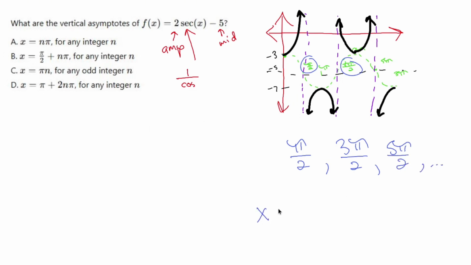Well, let's start out with pi over 2. And every time I start to add 1 or 2 or 3 or 4, I get another vertical asymptote. So we will say plus n pi. And that's for any integer n. So the answer for this one is going to be B, baby.